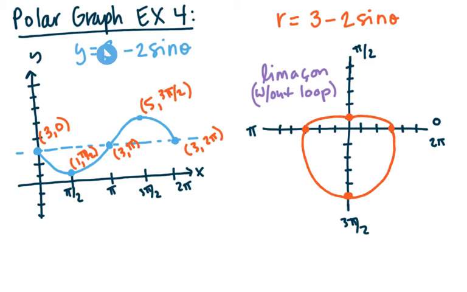But the fact that the shift was larger than the wave height means that we never quite reached 0. And we definitely didn't cross through it like we did on the one that did have the loop. So that means it's never going to quite reach the pole, and it's going to make this more convex figure.